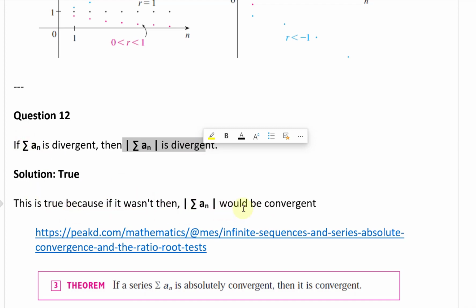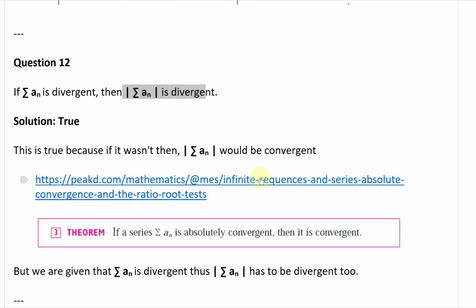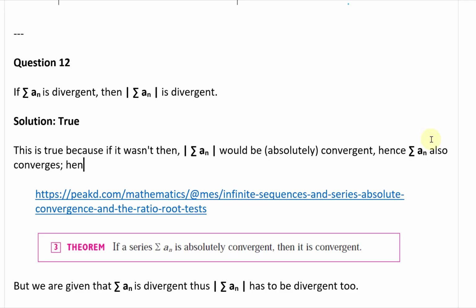So this is true because if it wasn't, then the absolute value of an would be absolutely convergent. Hence then it's going to be convergent. Hence, I'll just put would be absolutely convergent in brackets like this. Hence this also converges, so it doesn't make any sense. Hence, we have a contradiction. Because if it wasn't true, so if this is divergent, then this becomes convergent, but then this is absolutely convergent, so then the regular one's going to be convergent, so that doesn't make any sense.